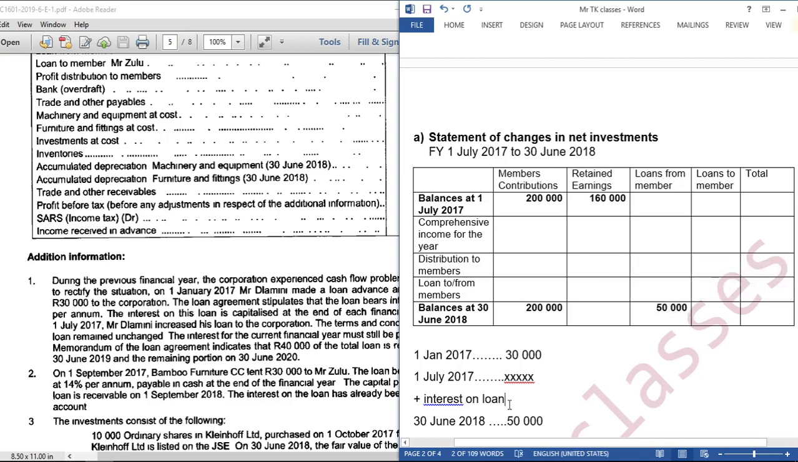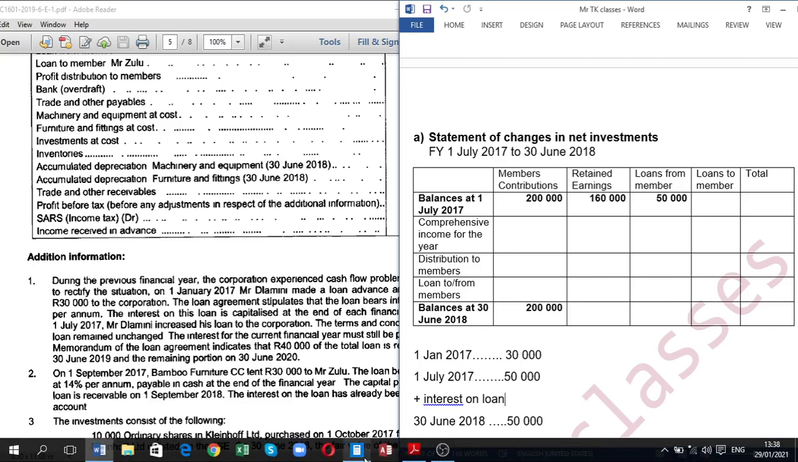And there's an interest which was supposed to be added, which was not added, which means that this amount was also 50,000. So let us write here 50,000 and remove this 50,000, because there's an interest on loan which was supposed to be added here, which was not added.